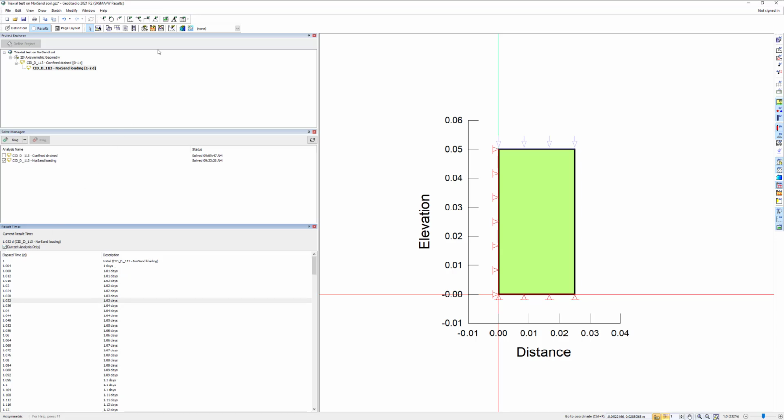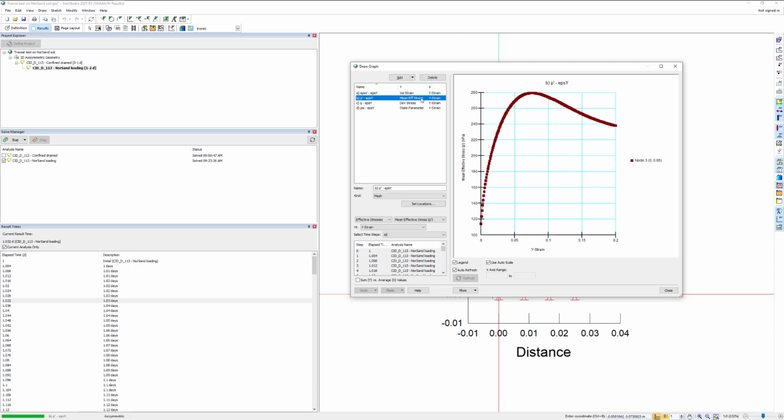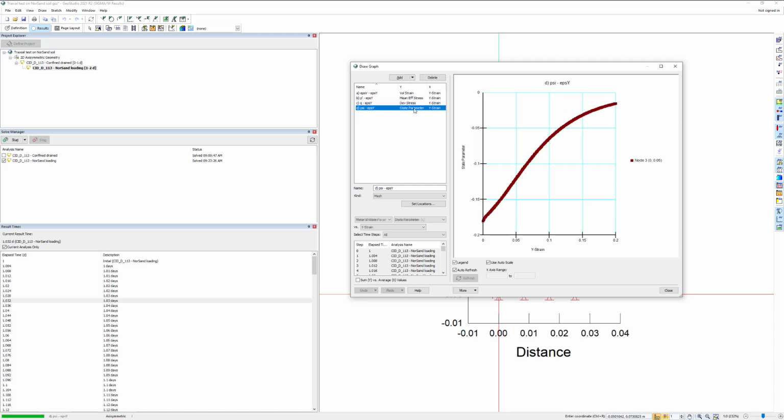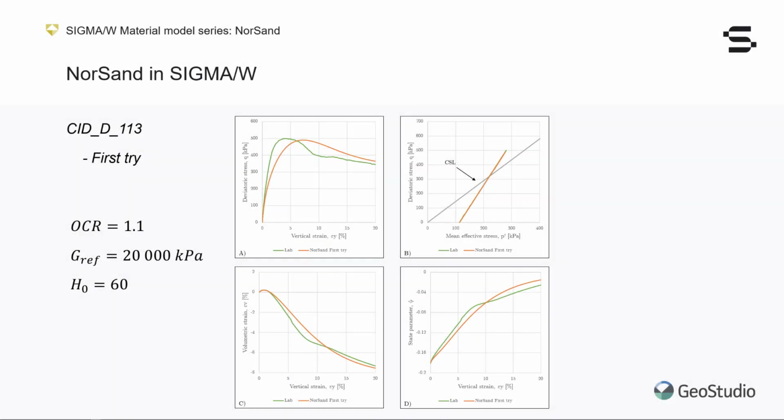Once this is done, I can create plots to view the data and to export it to Excel to compare the NorSand results with the laboratory data. To do so, I can select all my plots, which are conveniently expressed in terms of vertical strain, and right-click on a plot to select Copy Graph Data. Once plotted alongside the laboratory results, I can visually inspect the simulation results and evaluate the model's performance.